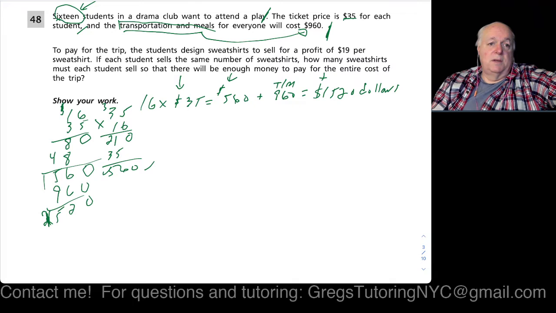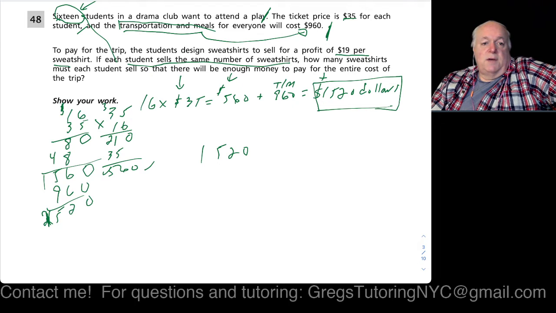To pay for the trip, the students designed sweatshirts to sell for a profit of $19 per sweatshirt. If each student sells the same number of sweatshirts, each of the 16 students, how many sweatshirts must each student sell so there will be enough to pay for it? So what we need to do is take all the money here, the 1520. There's a couple of numbers we could be working with here. If we divide that by the number of students, that's the total amount of money that's going to be the cost.